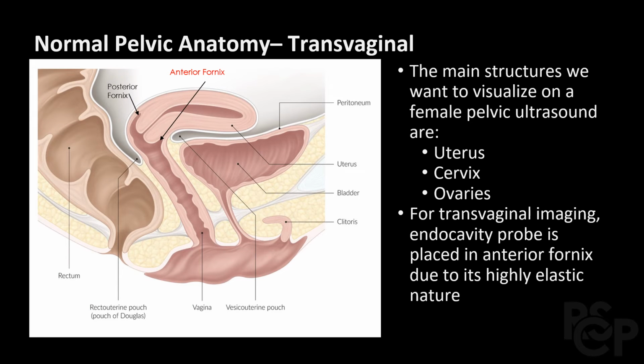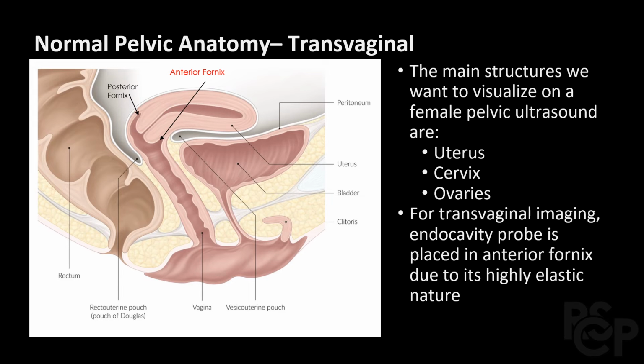Unlike the transabdominal ultrasound, the patient does not need to have a full bladder for a transvaginal ultrasound, as the acoustic signal does not need to traverse the bladder. For transvaginal imaging, let's first discuss where we are going to place the endocavity transducer. There is an area that surrounds the external os of the cervix, known as the fornix. This area is incredibly elastic, which is why we will try to place our probe in the anterior portion of the fornix to visualize the uterus, which is labeled in the diagram on the left in red.